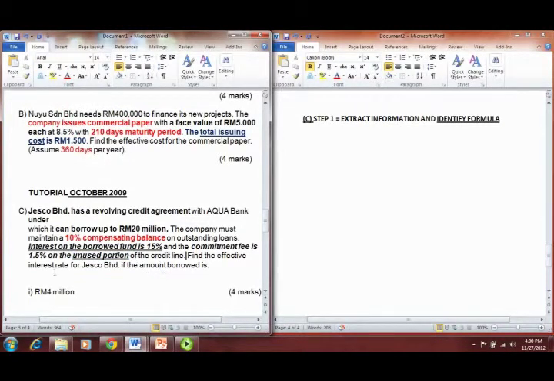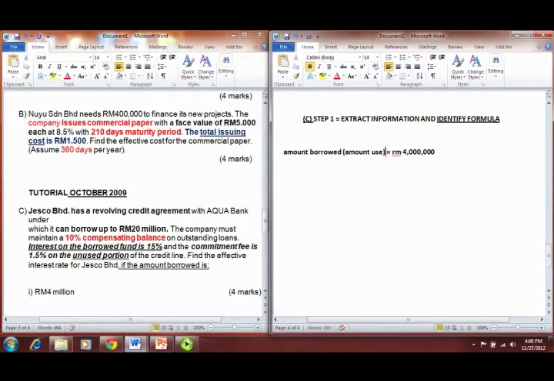Class, based on question 5, find EIR if the amount borrowed is 4 million. Means that your amount borrowed is RM 4 million. Alright, class, this is your amount borrowed, or we can call it the amount used.